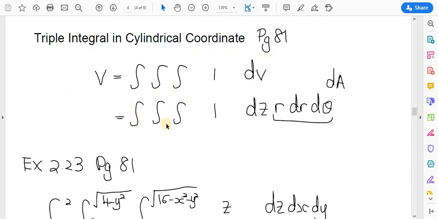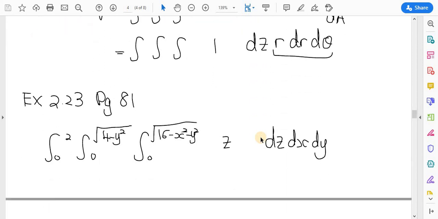So this is the triple integral. Here is 1, and here dV is going to be replaced by dz r dr d theta. So this will be the representation by using the cylindrical coordinate. So let's look at one example.